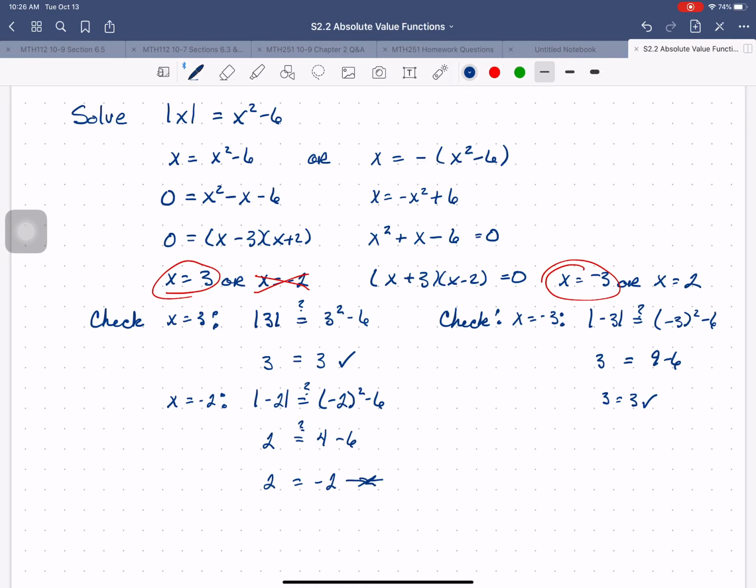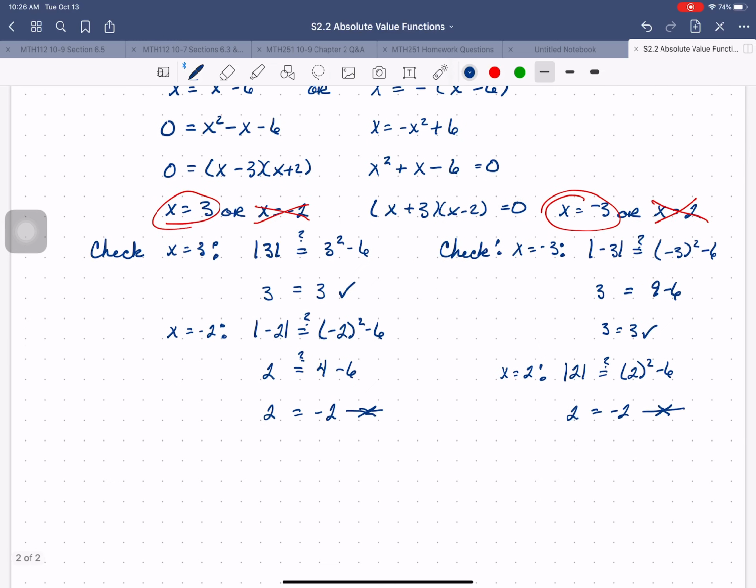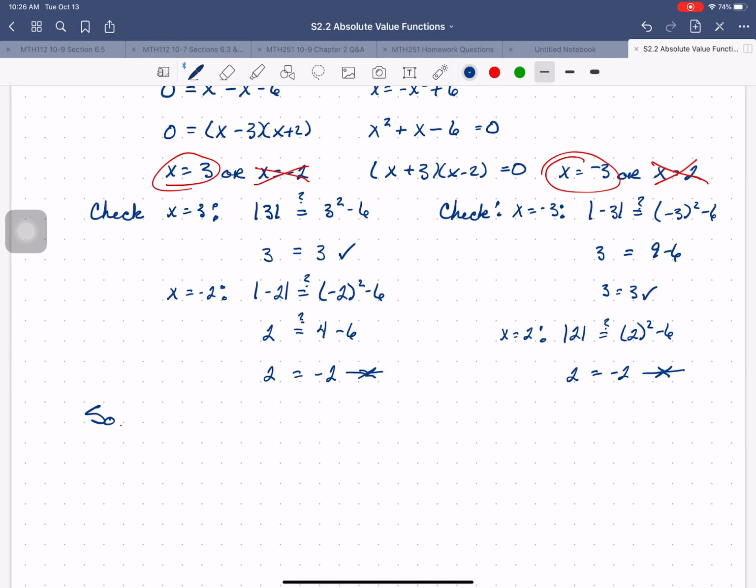What about x equals 2? Well, we're going to have the same problem we had for negative 2, right? So absolute value of 2 maybe equals 2 squared minus 6. Absolute value of 2 is 2. 2 squared is 4 minus 6 is negative 2. That is a contradiction. And this guy is not a solution. So our solutions are x equal positive or negative 3.